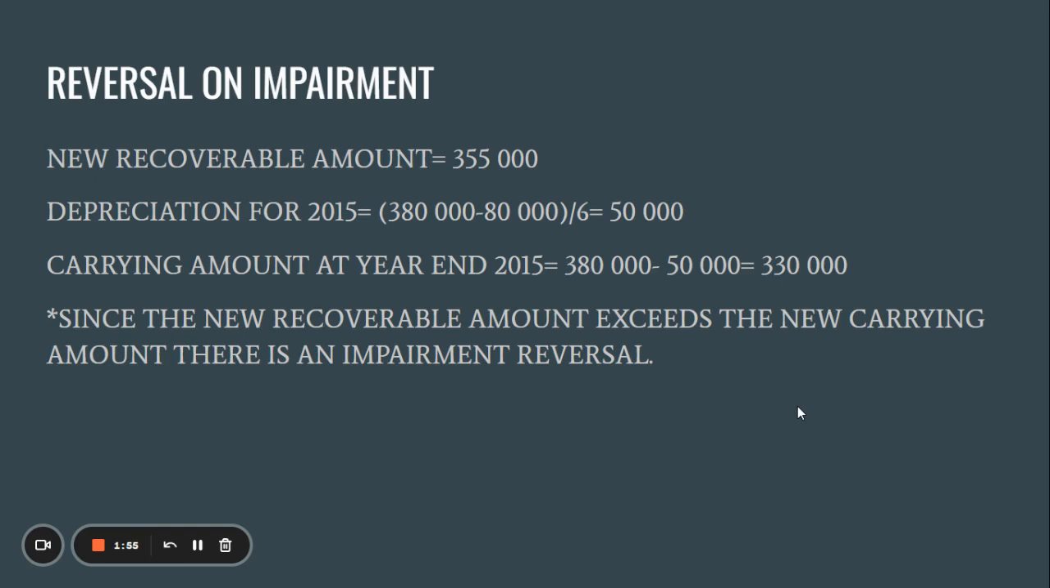amount is 355,000, and the depreciation for 2015 as a result of the impairment loss in the previous year would become 50,000. The 50,000 comes from the 380,000 from the recoverable amount from 2014 minus the 80,000 divided by the 6,000 remaining years. The carrying amount at year end of 2015 would thus equal 380,000 minus 50,000, which gives you 330,000. Since the new recoverable amount exceeds the carrying amount that has been calculated, there is an impairment reversal.